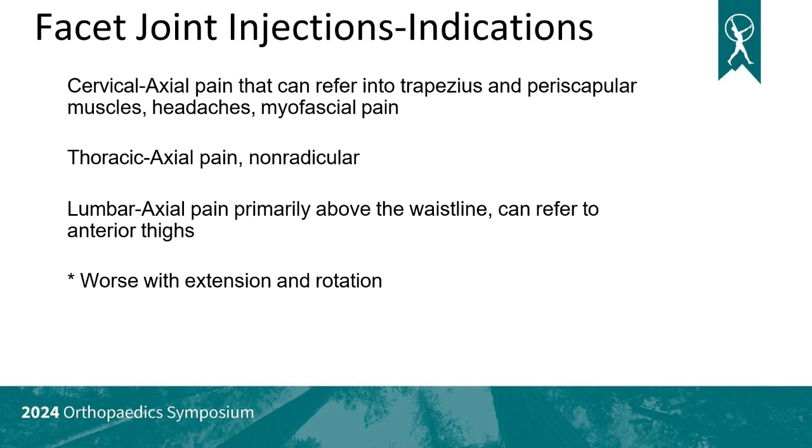All the facet joints are aggravated typically with extension maneuvers and rotation. So that's called facet loading. A good physical exam maneuver for that is you take the patient's shoulder and you rotate it back as far as you can to load the lumbar facet joints. Cervical, you're doing the same thing. You're just pushing the head back and twisting it. Thoracic, similar to the lumbar.